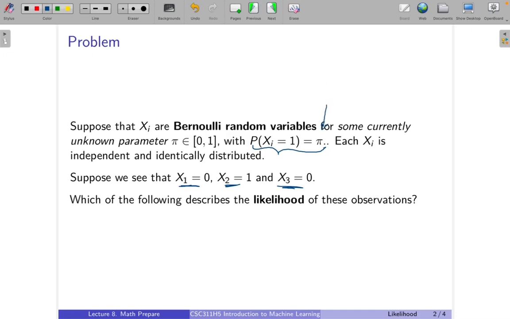So this pi here does not refer to 3.1415. We're using the symbol pi like any other Greek letter, like theta, or any other English alphabet letter, like X or Y. So this pi just represents some unknown value representing my probability that xi is equal to 1. And you've got some choices. Which of the following describes the likelihood of these observations?